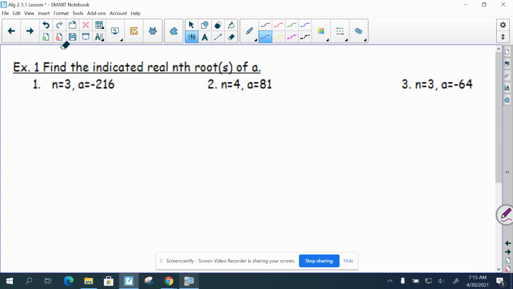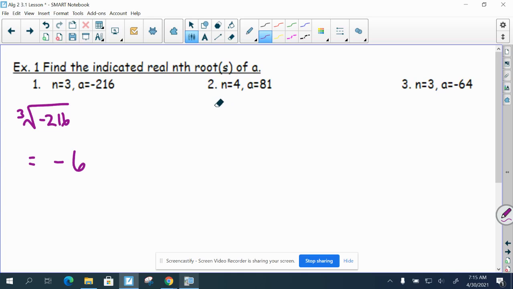All right, so now let's do some practice with evaluating. So they're saying that the root is 3 and then the number under the root is negative 216. So we've got the cube root of negative 216. Since it's the cube root of a negative number, the odd root of a negative, then it comes out to be negative. And then the cube root of 216 is 6, since 6 cubed is 216. So that would be negative 6.